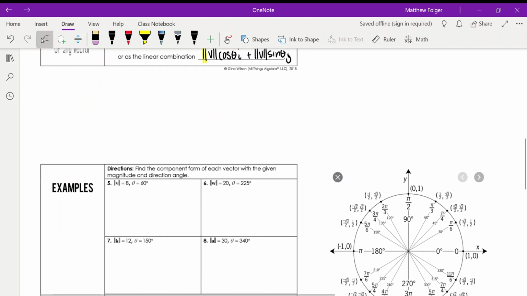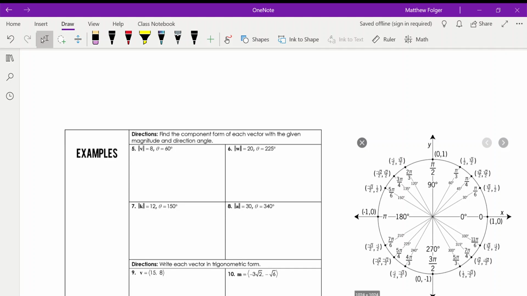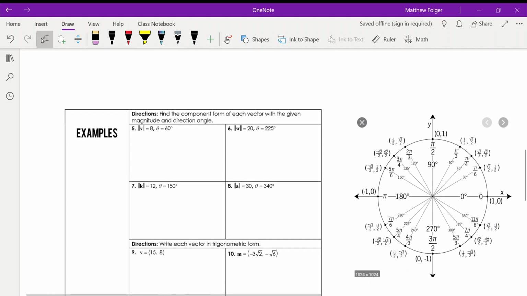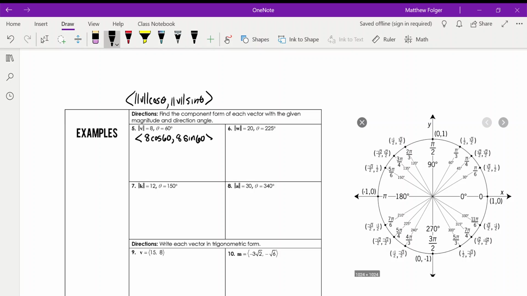So we're given a vector, and it says find the component form of the vector. We're given the magnitude or the length of the line, and we're given the direction angle. If I want to find the component form of that vector, I'll rewrite the trigonometric form up here just so you have it as a reference. It's the magnitude times cos of 60, comma, the magnitude times sine of 60. So you take the angle, you do the cos of it, and you do the sine of it.